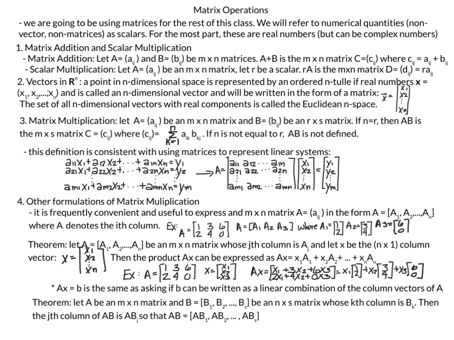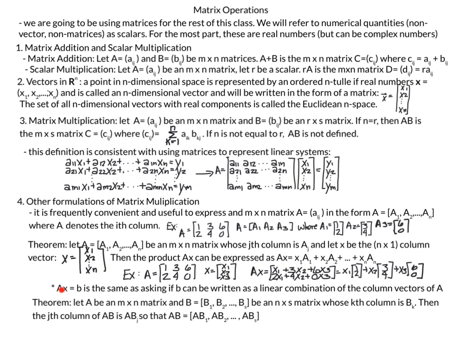In particular, we found that if we consider A a bunch of column vectors, then the product Ax can be expressed as x1, our first unknown, times the first column vector of A, plus x2 times the second column vector of A, up to xn times the nth column vector of A. And we have this example here to show us that Ax can be considered x1 times the first column vector, plus x2 times the second column vector, plus x3 times the third column vector.